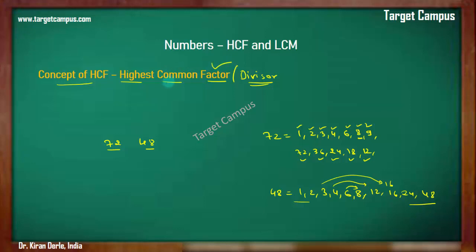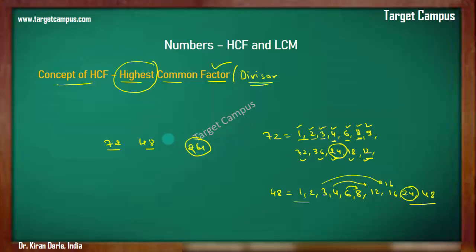Now what you want is common factors. There are many common factors: 1, 2 is common, 3 is common between them, 4 is common, 6 is common, 8 is common. Then 12 is common, and 24 is also a common factor. But out of these, we want the highest common factor. So the highest common factor is 24. HCF of these two is 24.